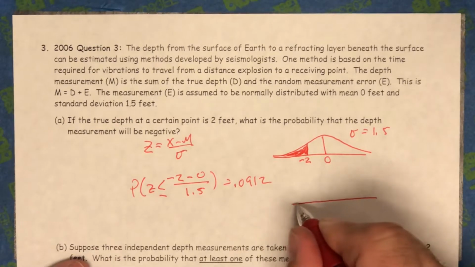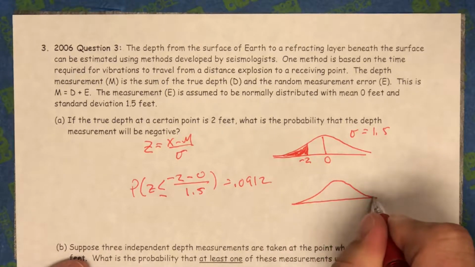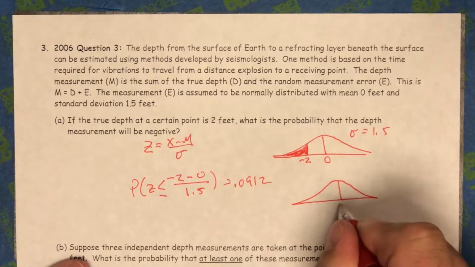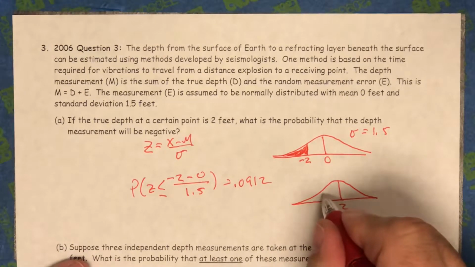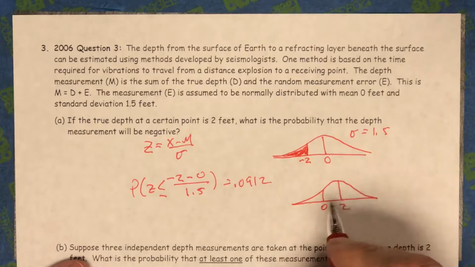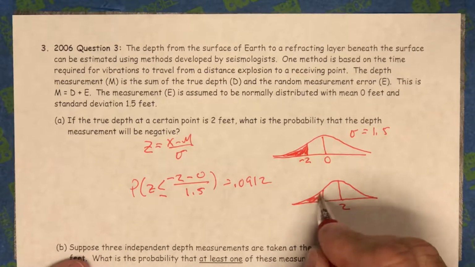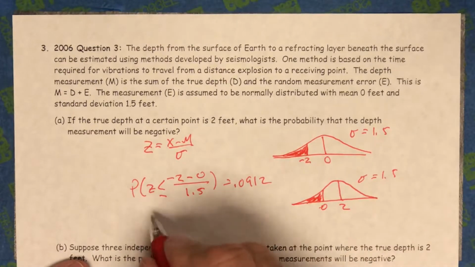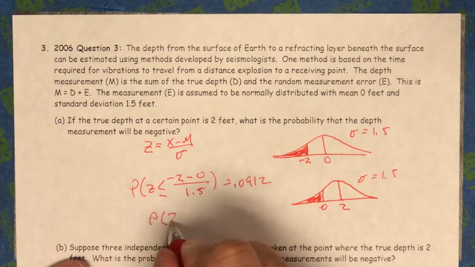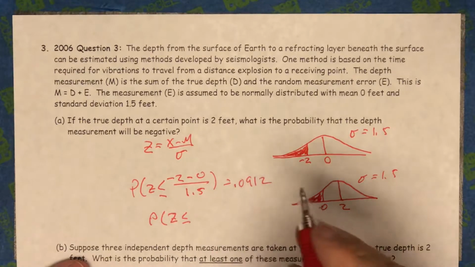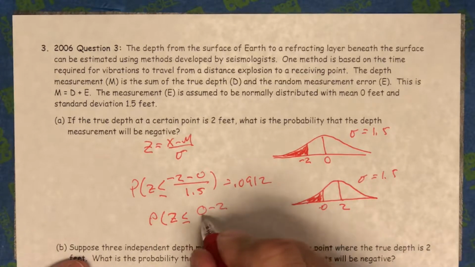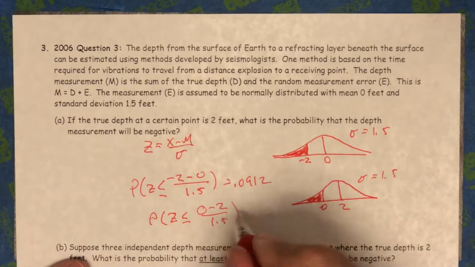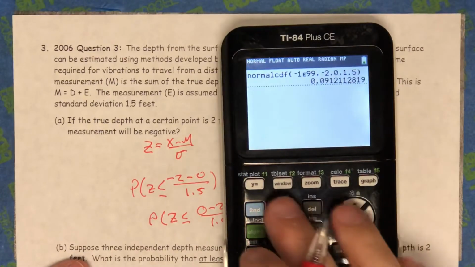Personally, I preferred to look at it this way. I know it's normal. I know what the standard deviation is. I centered it at 2, and then anything below 0 would have been negative. The standard deviation is still 1.5. If I had done that, I'd get the probability that z is less than or equal to 0 minus 2 over 1.5.